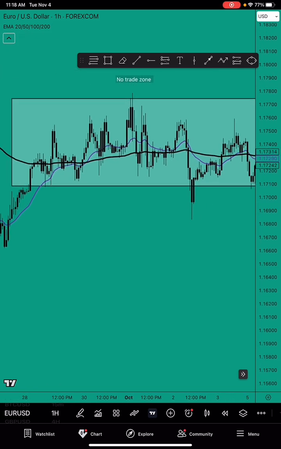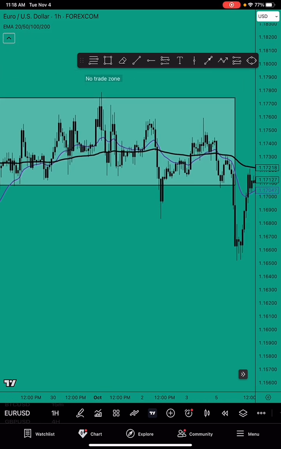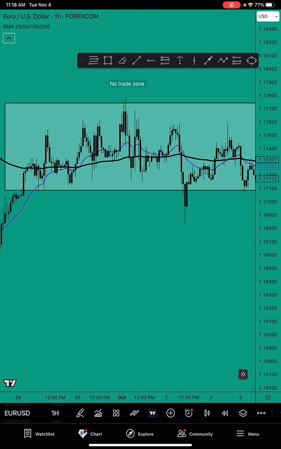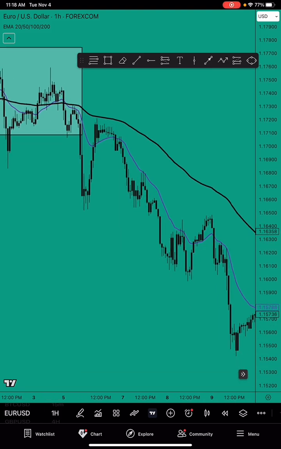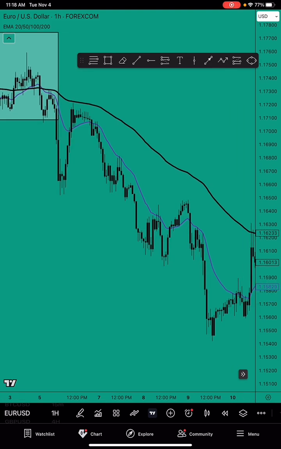That's exactly what this consolidation did. It took out all of these stop losses from all of these traders who were placing buys, who were placing sells, and then what did price do? It went on to do what it wanted to do. It went on to make a downtrend. It made a lower low, made a lower high, and then a lower low, and then a lower high, and then a lower low, and then it came up with this equal high, and then it bounced back down.